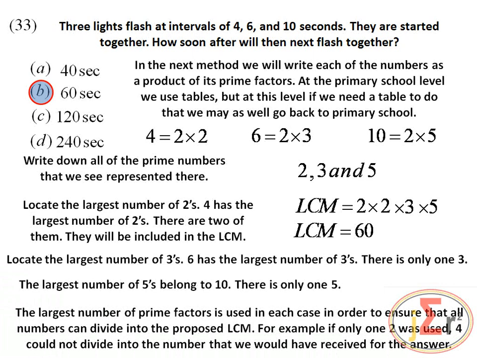For example, if only one 2 was used, 4 could not divide into the number that we would have received for the answer. So, say for argument's sake we just use only one 2. We would have what? 2 times 3 times 5. And what is that equal to? That would have been equal to 30. And 30 is not divisible by 4. So in each case, we need to take the largest number of the represented prime in order to ensure that the numbers all can be divided into the proposed LCM.